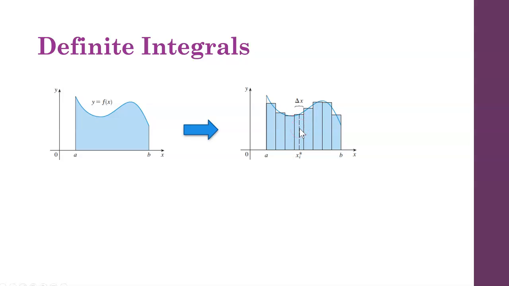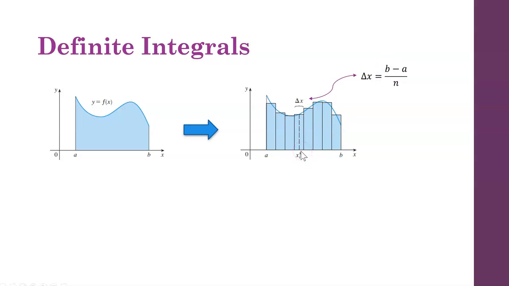So the delta x is basically the difference between b and a. So b minus a tells me how long this interval is, and then we're going to divide it into n rectangles, and that tells me how wide each rectangle is.